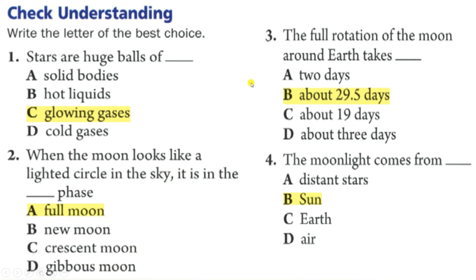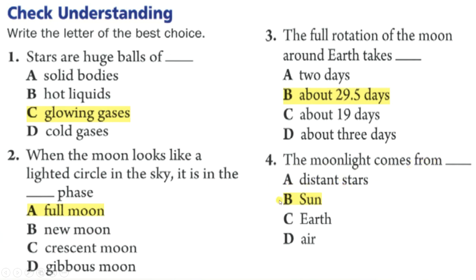Full moon. 3. The full rotation of the moon around Earth takes A. 2 days. B. About 29.5 days. C. About 19 days. D. About 3 days. The correct answer is B. About 29.5 days.